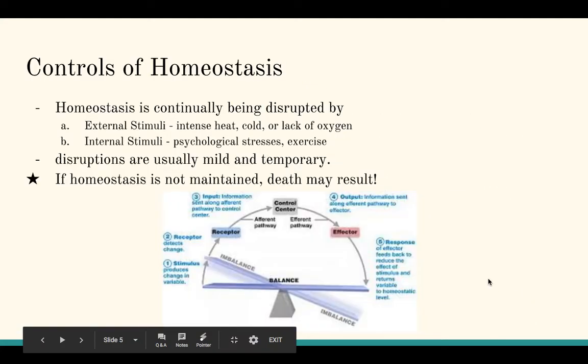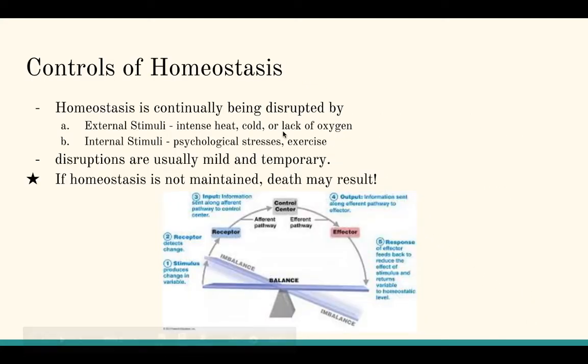Homeostasis is controlled and constantly being disrupted. There are two ways that it can be disrupted: through external stimuli, which could be intense heat, like fever, cold, the chills, or lack of oxygen. Internal stimuli could include psychological stresses and exercise, and these disruptions are usually mild and temporary. But here's the problem. If homeostasis is not maintained, then a person may not make it. They may die. An example of that would be somebody who has a compromised immune system and they end up getting sick, like just a common cold, and their body cannot regulate their temperature. So sometimes that does happen. Somebody who has been already sick can't even fight the common cold.